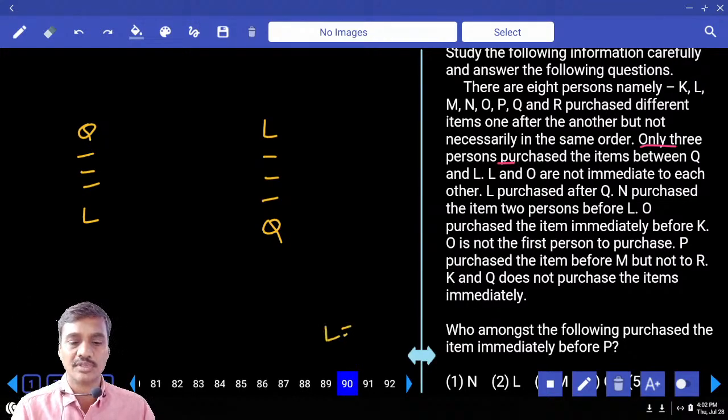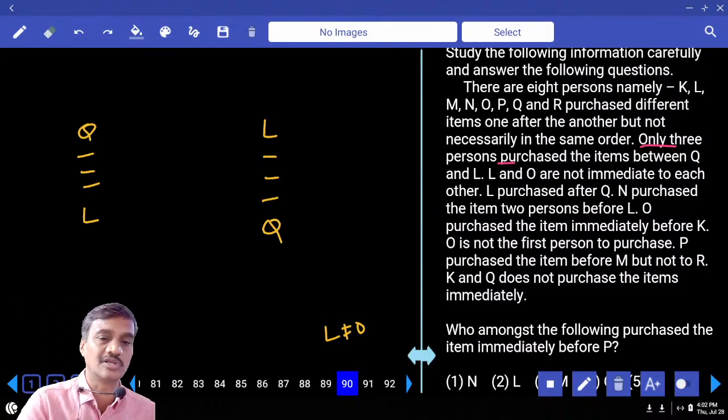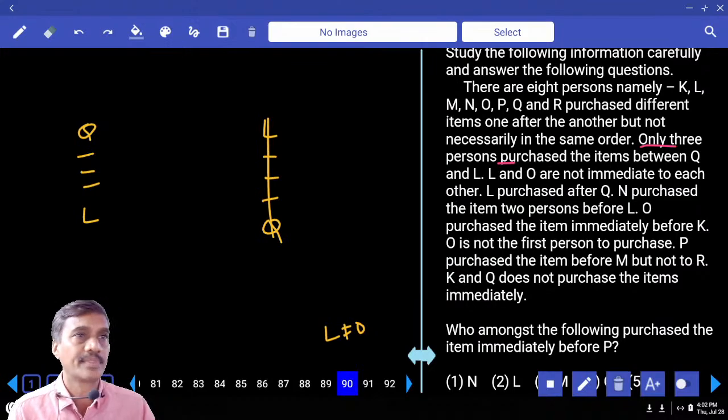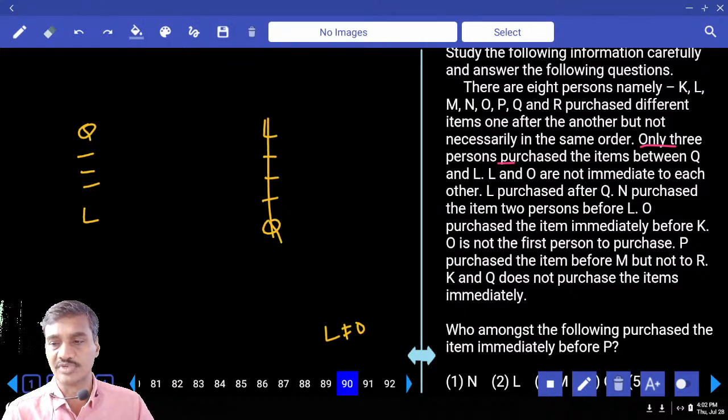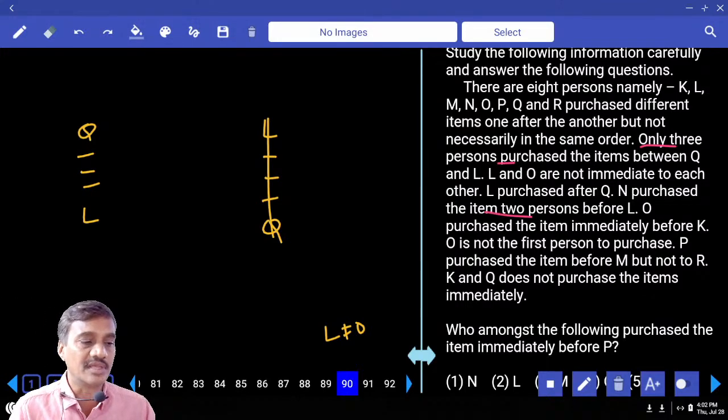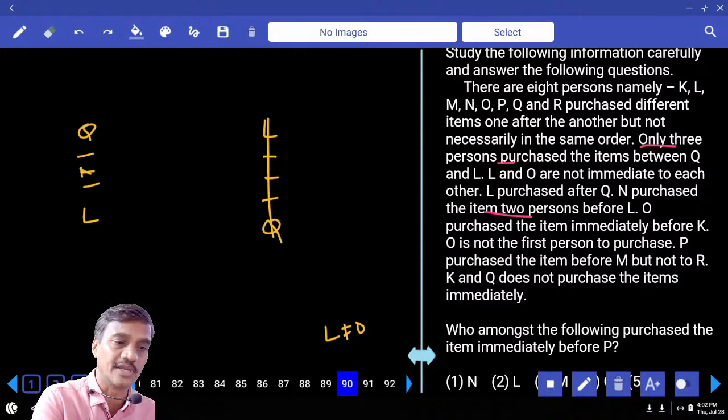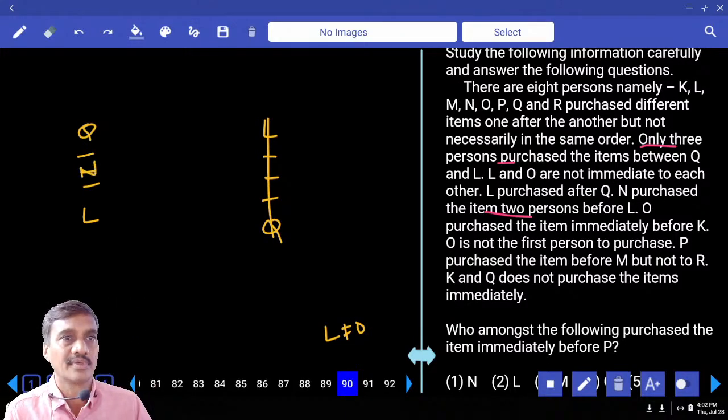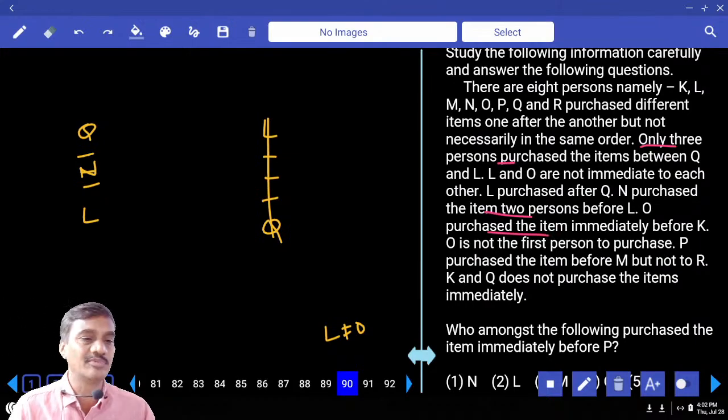L and O, they are not immediate neighbors to each other. L purchased after Q. L purchased after Q is clearly given. This case is ruled out. L purchased after Q. And next, N purchased the item 2 persons before L. N is 2 persons before L, 1 and 2, and before N. N is 2 places before L. O purchased the item immediately before K.